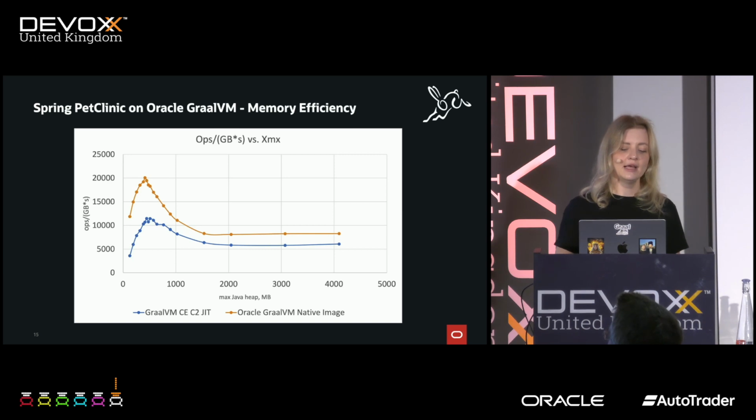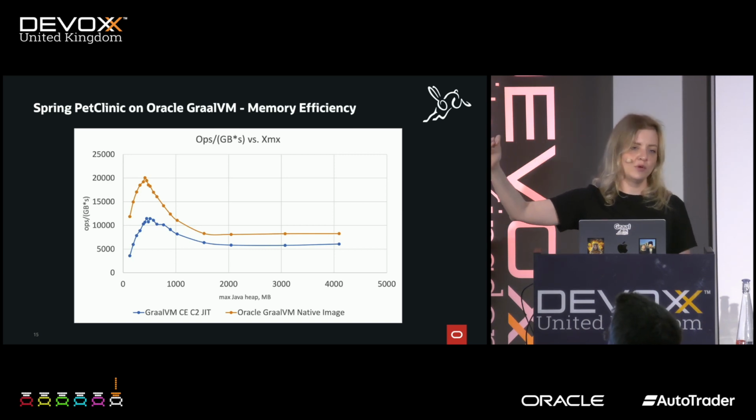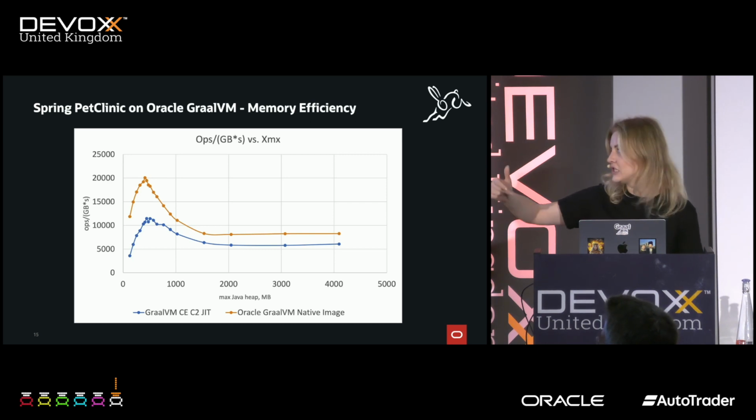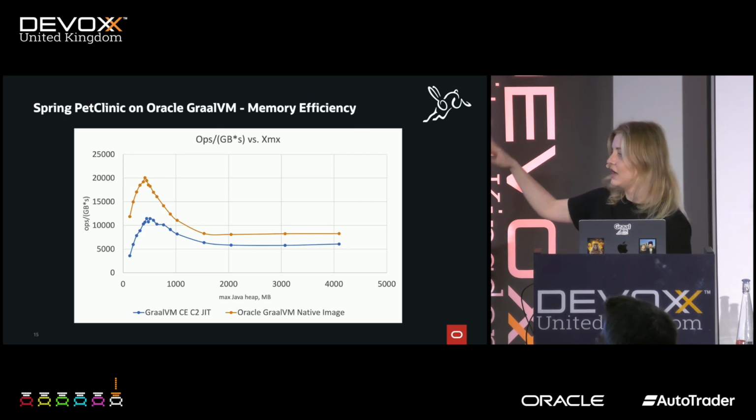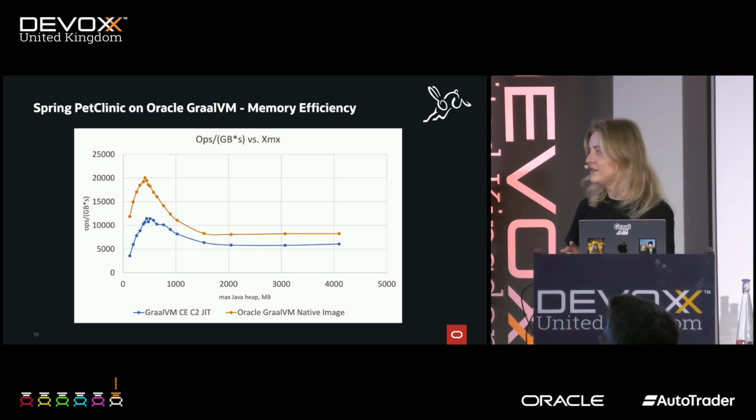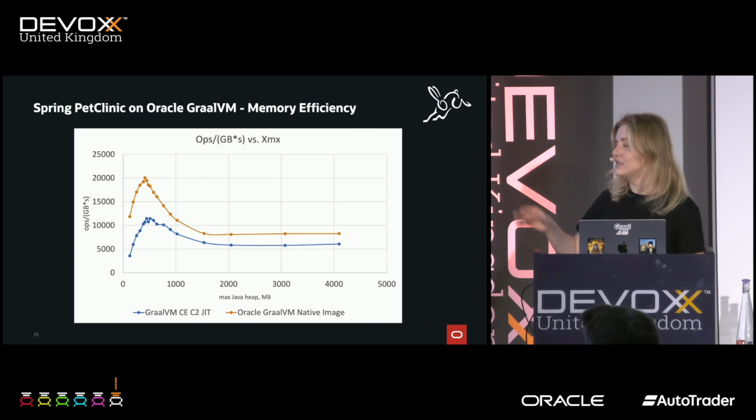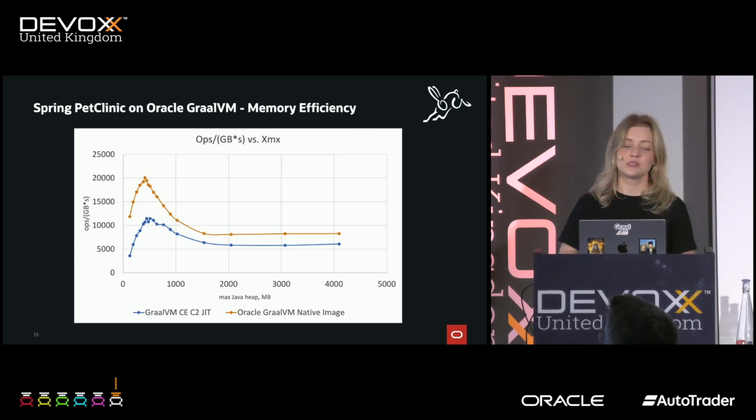So one is native image is consistently better than C2 in terms of utilizing memory to produce valuable work, because as we've seen, it can give you a comparable peak throughput, but it uses way less memory. So you will always get better efficiency with native image. And specifically for smaller to medium heap sizes, so maybe around 512 MB to 1 GB, native image is twice as efficient as the JVM, because for those application sizes, it can utilize resources even better.